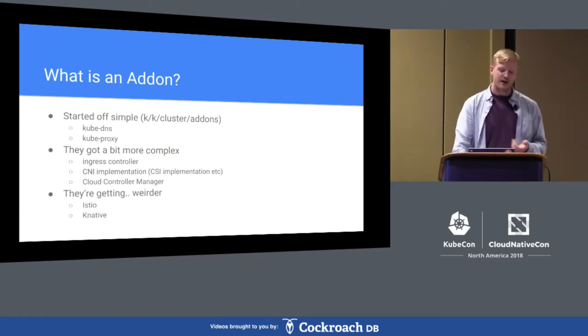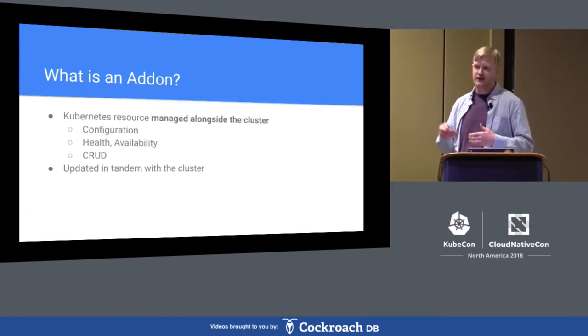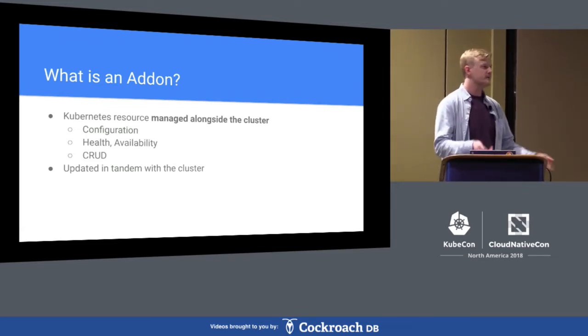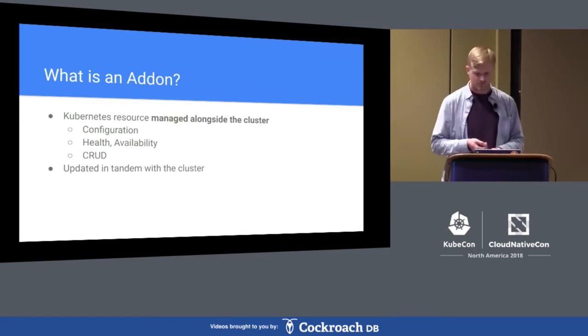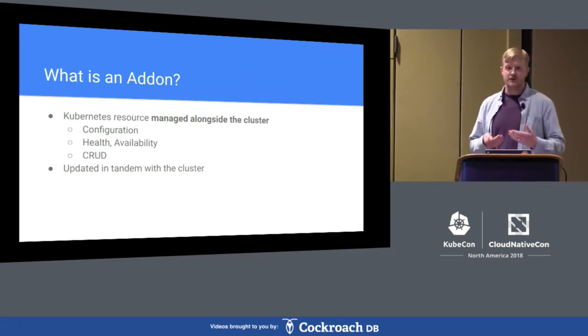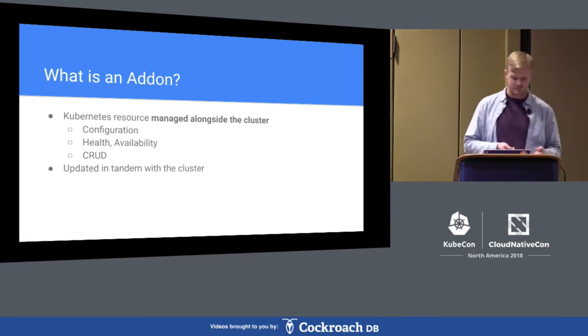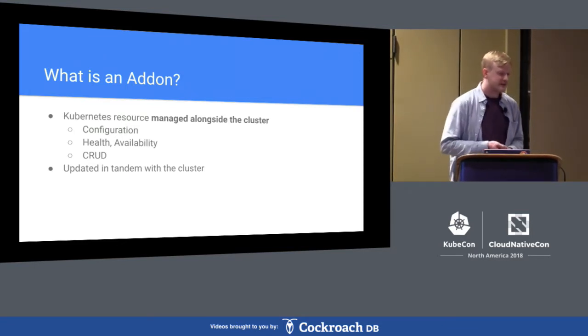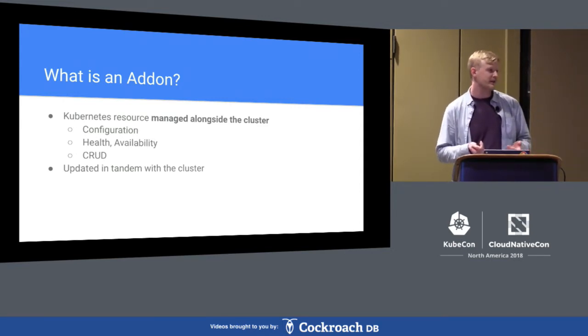Now, with an add-on, we have this expectation that it is managed by the cluster. So when I update my version of Kubernetes, I get the latest version of kube-dns that works with that cluster. That means our logic for deploying clusters has to understand configuration. It has to do the sort of CRUD operations that you'd have to do with any Kubernetes deployment. And it'd be really nice if it gave us a sense of health and availability. If I'm deploying a cluster with kube-dns, I'd like to know that that kube-dns is healthy. If it's not healthy, my cluster is not really ready to be used.